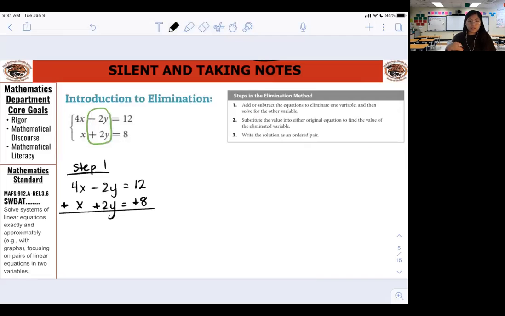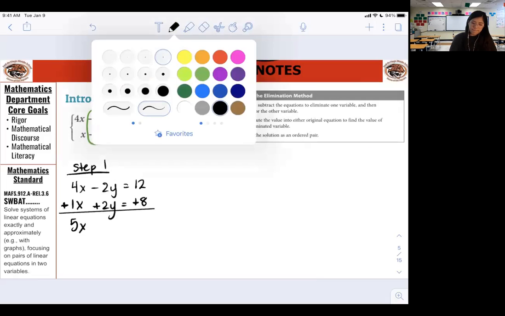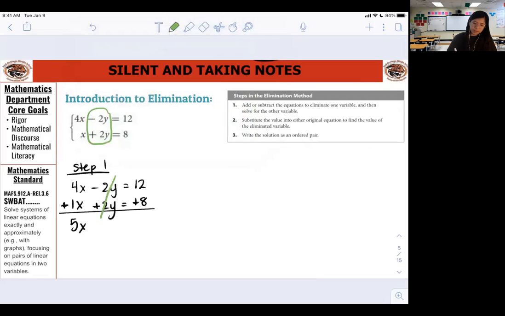And I just go straight down. So 4, and then this x that's by itself, we know it's technically 1x. So we're just doing 4 plus 1. 5x. What happens to my y's? They cancel out. So I have a 0. And then what's 12 plus 8? 20. So I've got 5x equals 20.